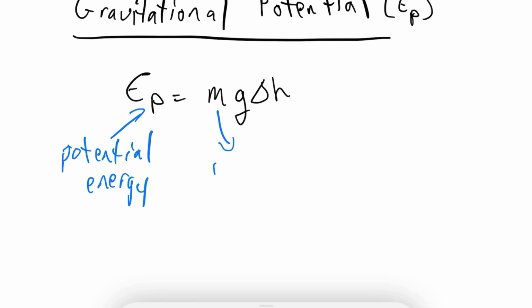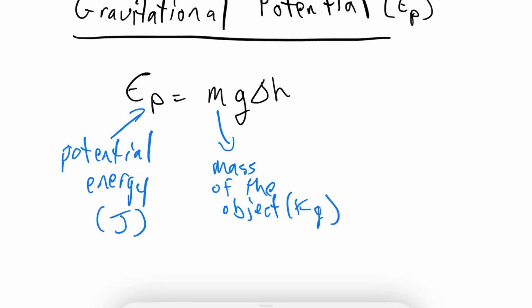This is the mass of the object, and the mass of the object should be given in kilograms. And this one should be given in joules. This is going to be 9.81 meters per second squared because we're going to focus primarily on things that are happening on planet Earth. And here, this is your change in height. Remember that delta H is really equal to the final height minus the initial height. And this is going to be in meters.